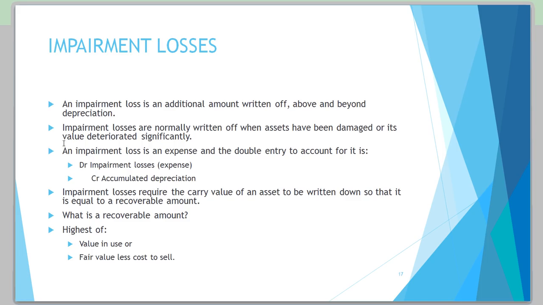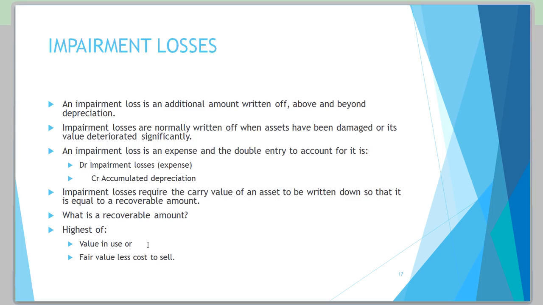An impairment loss is then measured, which is an expense. And the double entry for this is: you debit your impairment losses and you credit your accumulated depreciation. Impairment losses require the carrying value of an asset to be written down to an amount that is equal to your recoverable amount. So it's very, very important for you to know what the recoverable amount is.